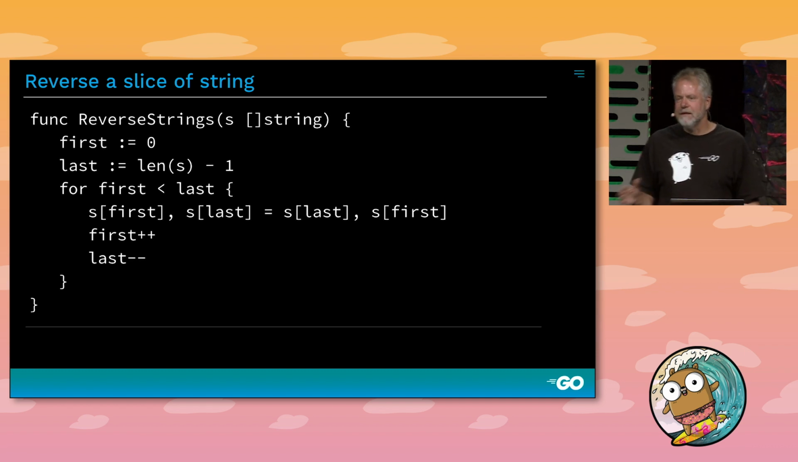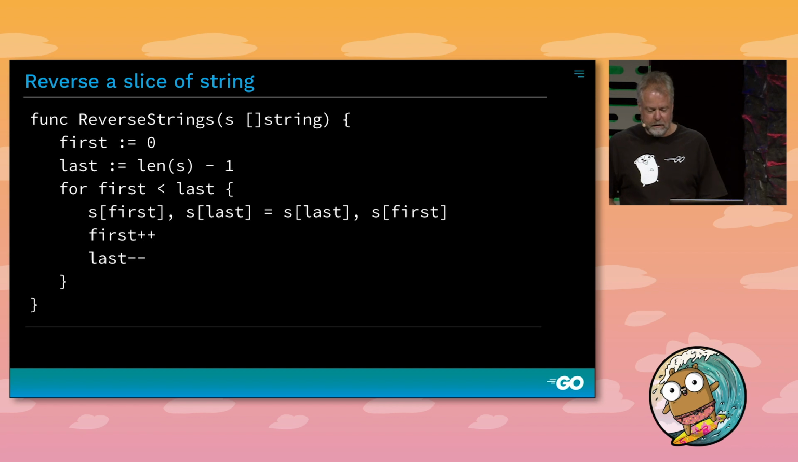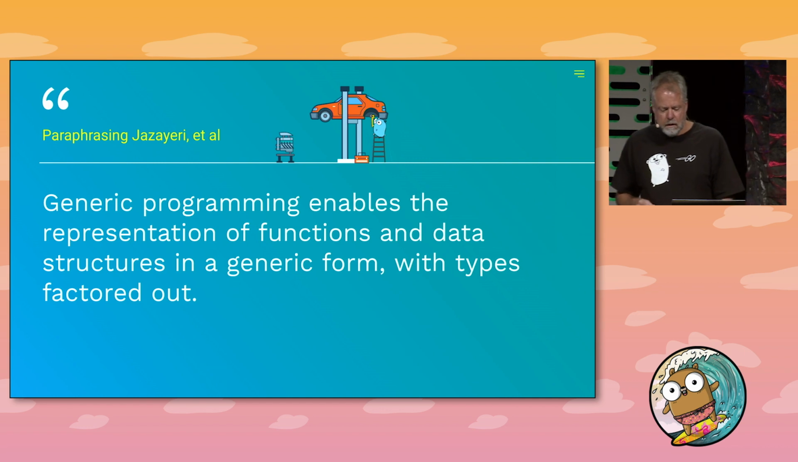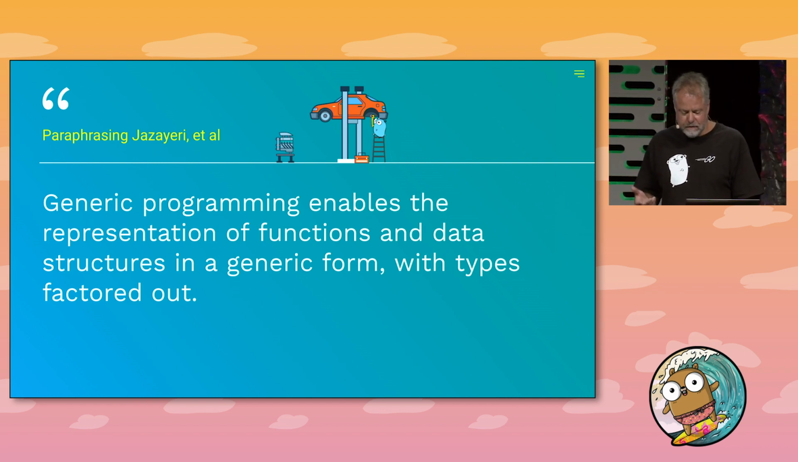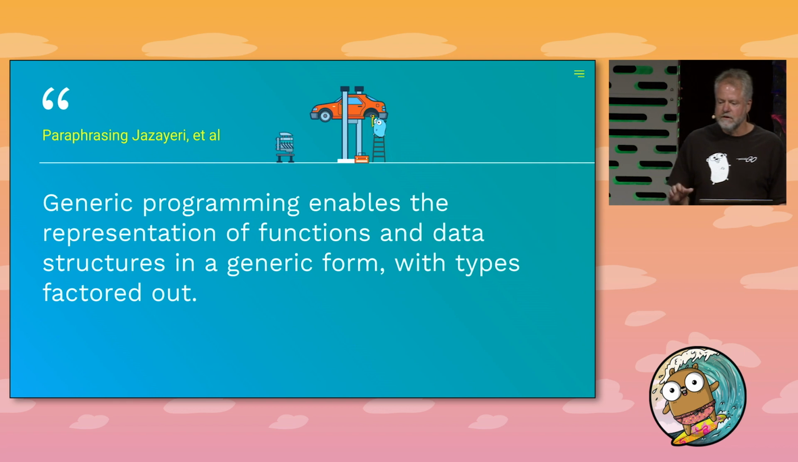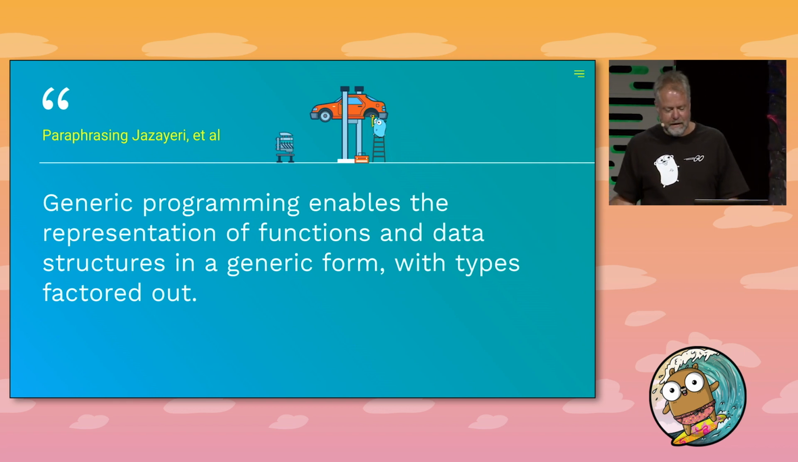It's not that it can't be done. It clearly can be done, and Go programmers are doing it. It's just that there ought to be a better way. For a statically typed language like Go, the better way is generics. What I said earlier is that generic programming enables the representation of functions and data structures in a generic form with types factored out. That's exactly what we want here.